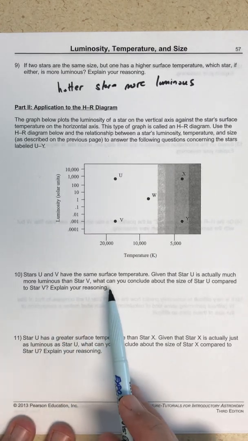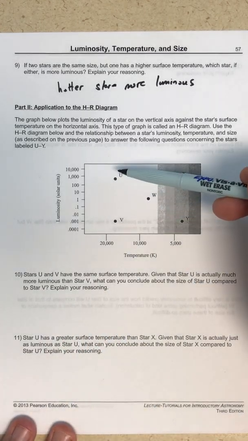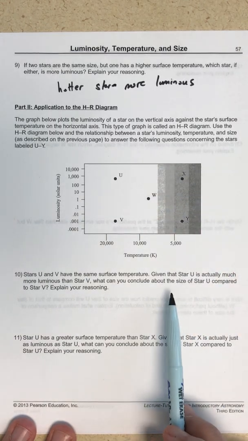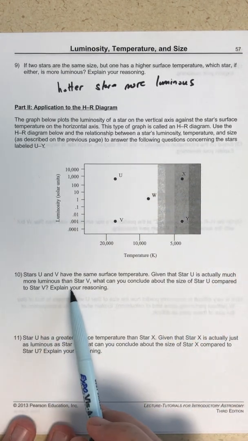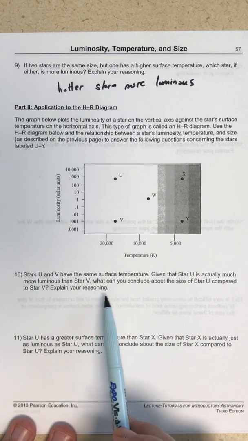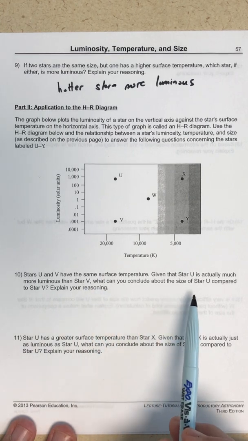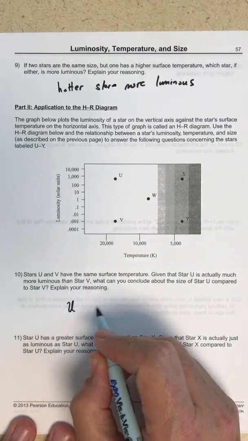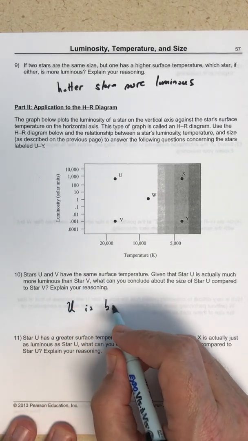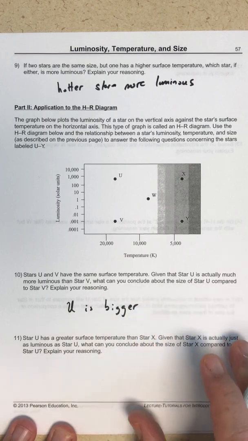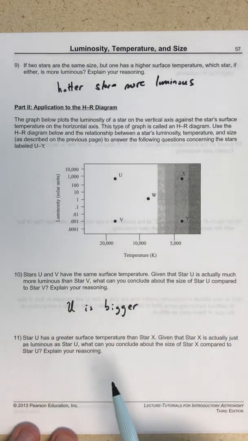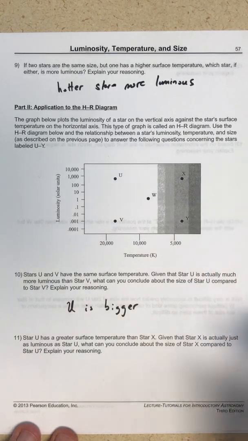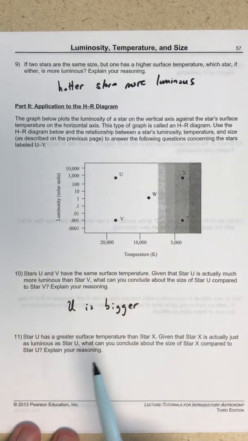Stars U and V have the same surface temperature. Check. They have the same horizontal coordinate. Given that star U is actually much more luminous than star V, what can you conclude about the size of star U compared to star V? We can conclude that U is bigger in size. That's the only way it could be that much more luminous, is to have more surface area. Therefore, it's a bigger star.